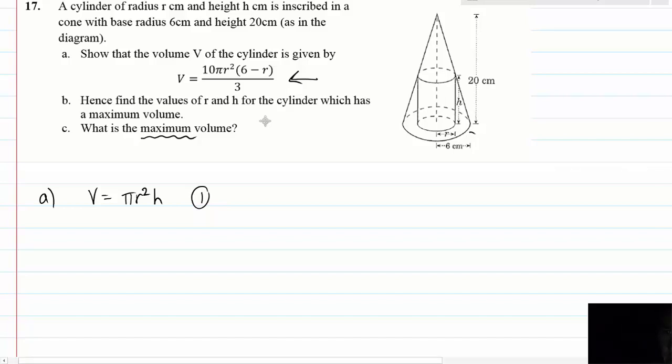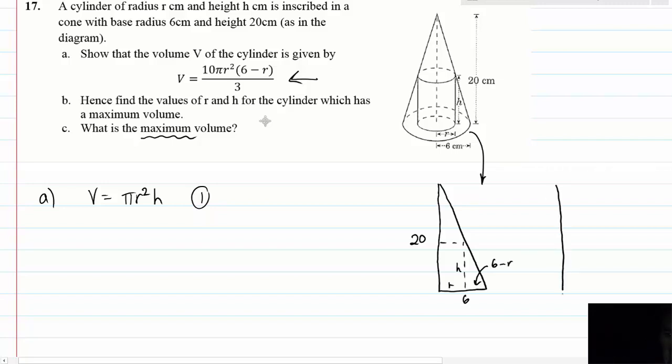So what I'm going to do is take this diagram and draw it in a slightly different way. Imagine if instead I looked at the triangle that's formed inside this cone. Now this triangle has a height of 20 and a base of 6. But inside that triangle is another triangle that's formed by the cylinder. If I draw my little 2D view of that half cylinder, you'll notice the cylinder has a radius of r and a height of h, which means of course that this length here is 6 minus r.